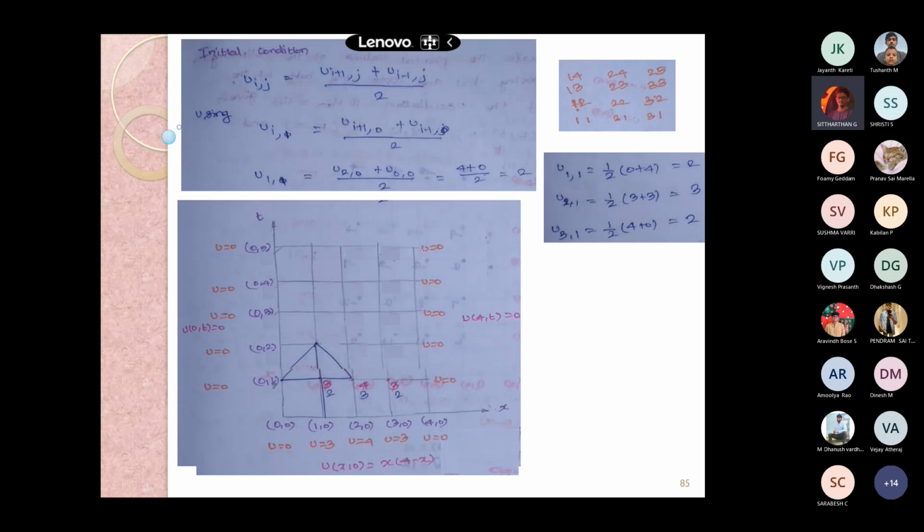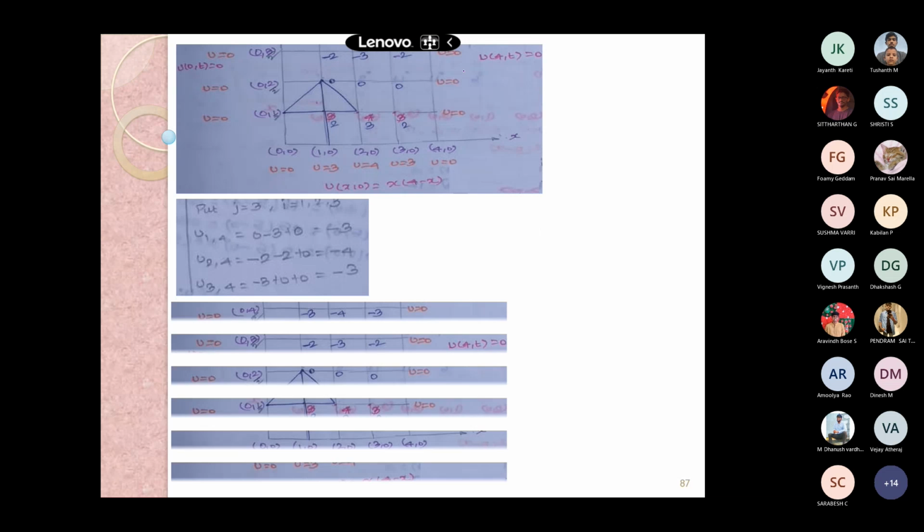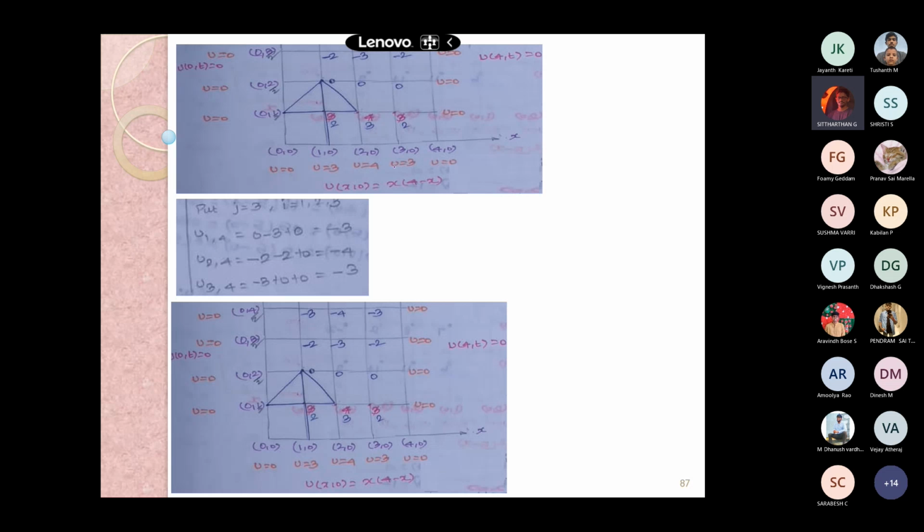Yes, continue the iteration. If it is 0, 0, 0, then here you try to find the answer for this particular point. 0 plus 0 and minus 2. Therefore, minus 2, minus 3, minus 2. That is what I have detailed here. Minus 2, minus 3 and minus 2. Again, cross check whether you are getting the same results here.